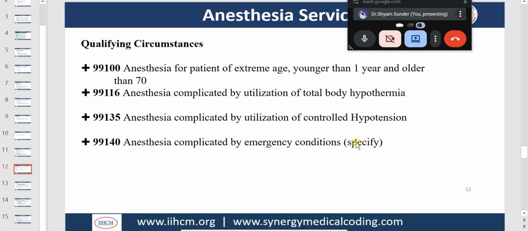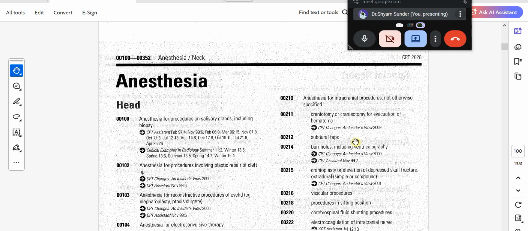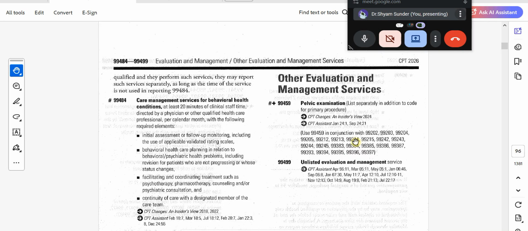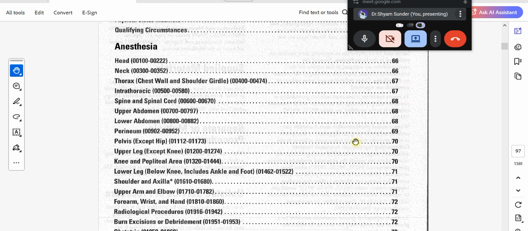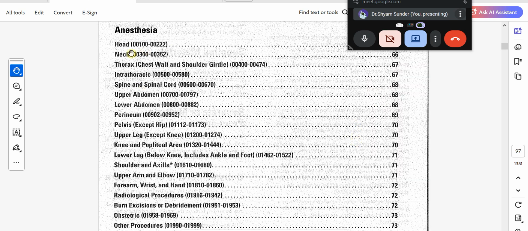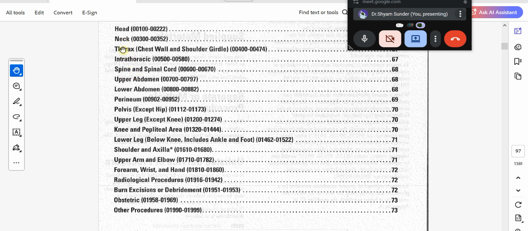Before proceeding to another set of modifiers, let us look at the codes and how we are going to apply them. Let us quickly review how the codes are organized. Head, neck, thorax, head to toe, right? It started with head and ended with forearm, wrist, and hand. These are extremities, limbs. Of course, after that we have certain other procedures like obstetrics, burns.